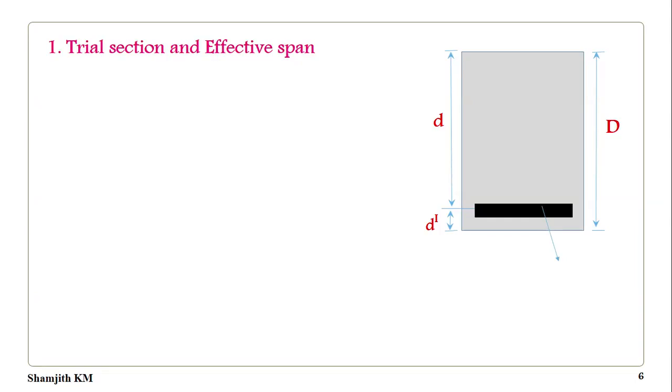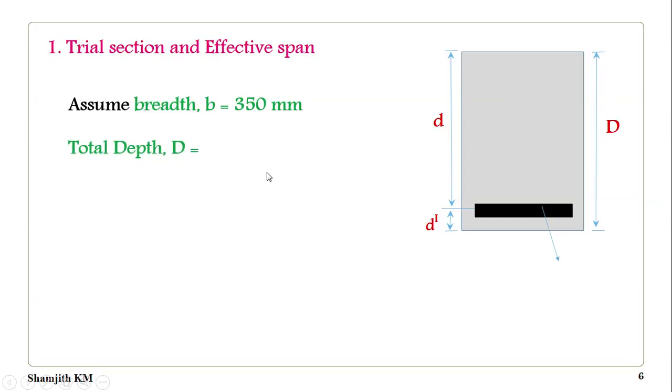The design problem we will be solving in 6 steps. The first step is trial section and effective span. Firstly, we assume a breadth. Here we will be assuming it as 350 mm, and the total depth. There is a difference between total depth and effective depth. Total depth is the depth from here to here, whereas the effective depth is the depth from here to the center of the steel provided.